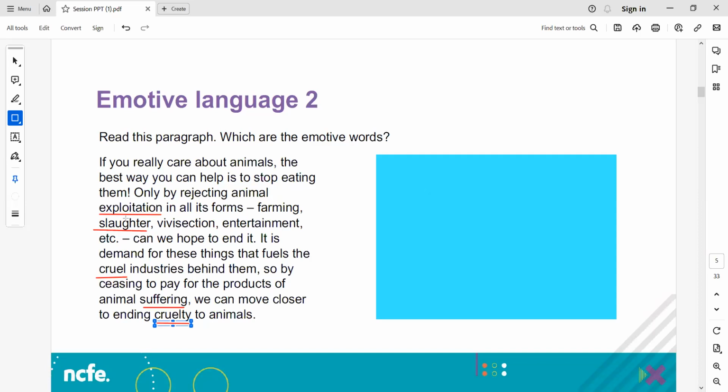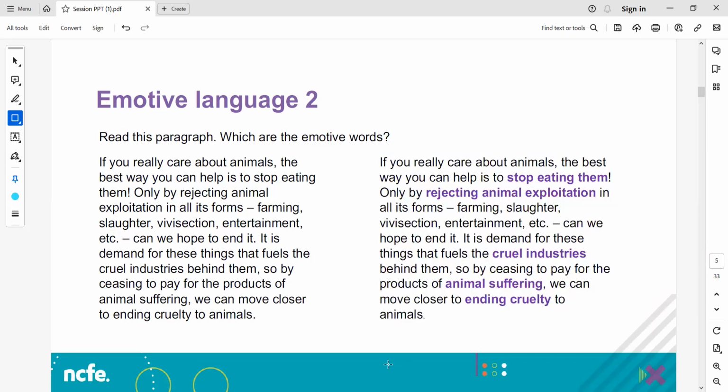So, okay. This just highlights the words as well. We've also got stop eating them, reject. Okay, so there are some other words there that have been put into purple that you can see as well.